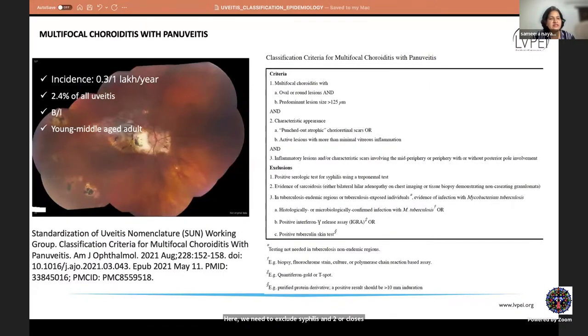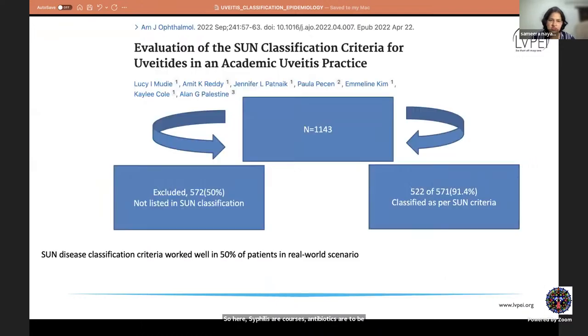Multifocal choroiditis with panuveitis, the incidence is 0.3 per 100,000 population per year. 2.4% of all uveitis are multifocal choroiditis with panuveitis. This is bilateral. Young, middle-aged adults are affected with this condition. The classification criteria include multifocal choroiditis with oval or round lesion and predominant lesion size more than 125 micron with characteristic appearance. So what is that characteristic appearance? Punched-out atrophic chorioretinal scar, or active lesion with more than minimal vitreous inflammation, plus inflammatory lesion and/or characteristic scar involving the mid-periphery or periphery with or without posterior pole involvement. So here syphilis, sarcoidosis, and tuberculosis are to be excluded before diagnosing this condition.